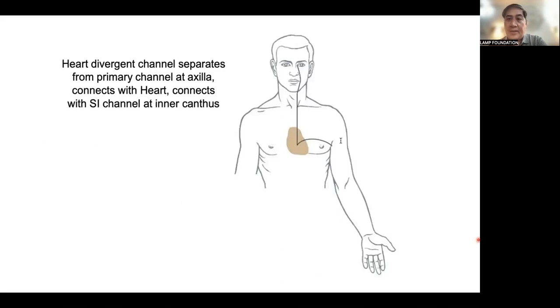Next, we go to the heart divergent channel. It diverges from the primary channel at the axillary fossa. So look at your axillary area. So that's divergent, and it enters the chest, and again, it connects with the heart. It then ascends across the throat, and then it emerges on the face, joining with the small intestine channel at the inner canthus.